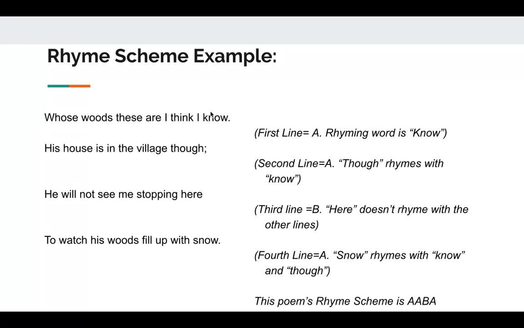His house is in the village, though. Okay, so though rhymes with no, so I'm going to call that an A. So we have A so far. He will not see me stopping here. Okay, the third line is B. Here does not rhyme with no or though. So we had an A, we have a B. To watch his woods fill up with snow. Okay, well, the fourth line is A. Snow rhymes with no and though. So what we've got is an A, B, A. So if the whole poem keeps this up and somebody asks me, hey, what's the rhyme scheme of this poem? I'm going to say A, B, A.